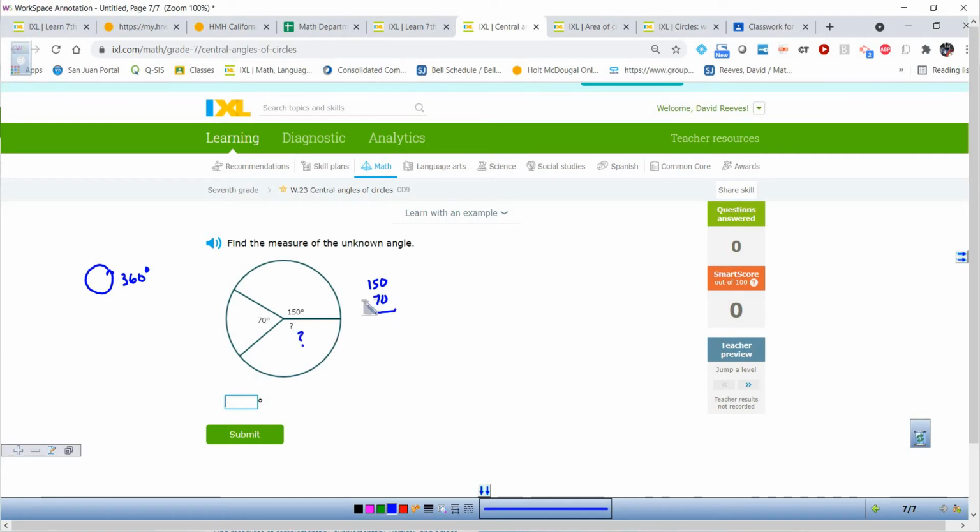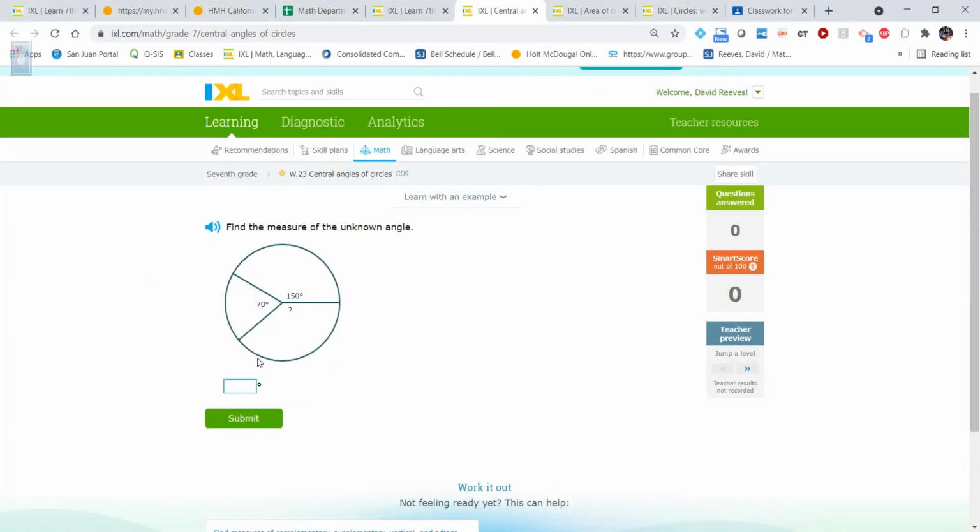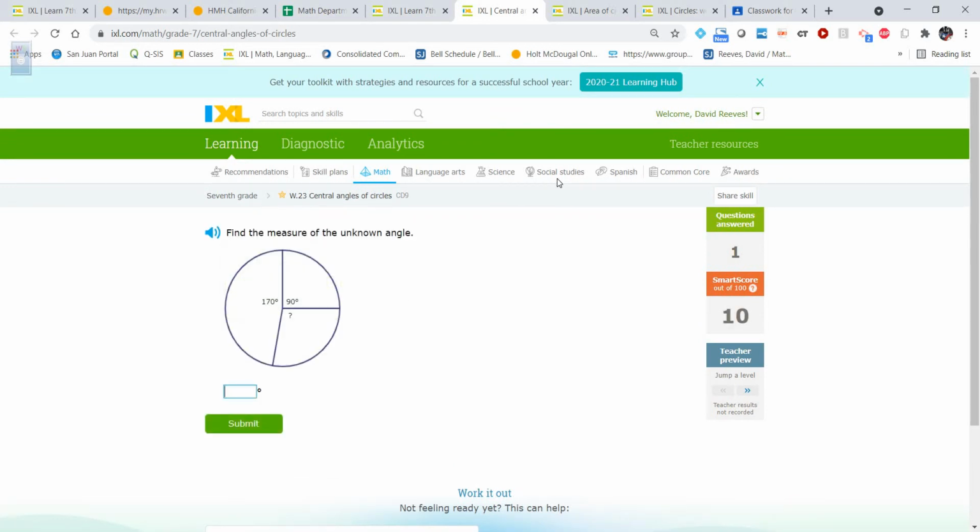So let's add the two that we do know together. 150 plus 70, that's going to give me 220 degrees. Well, if all the way around is 360 and I take away what I know, 220, when I do that, I get 140 degrees left. So this unknown angle is 140 degrees, which makes sense because if you look, it's just about the same size as that one. That one is 150 degrees. So let me go ahead and put in my 140 there. Alrighty, next question. Here we go.